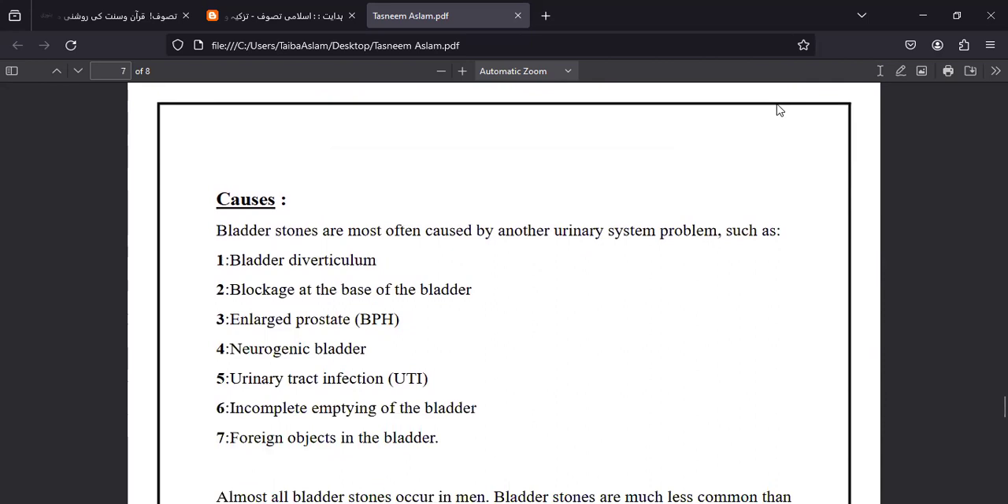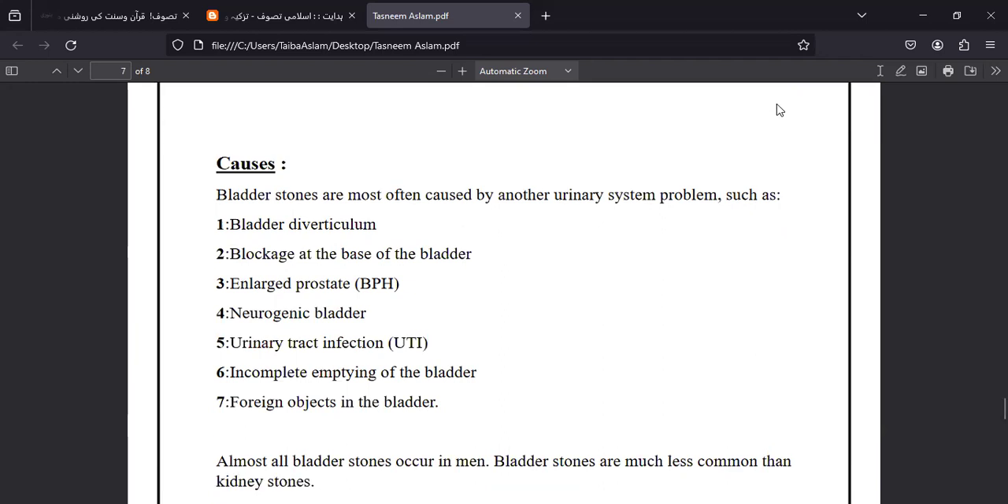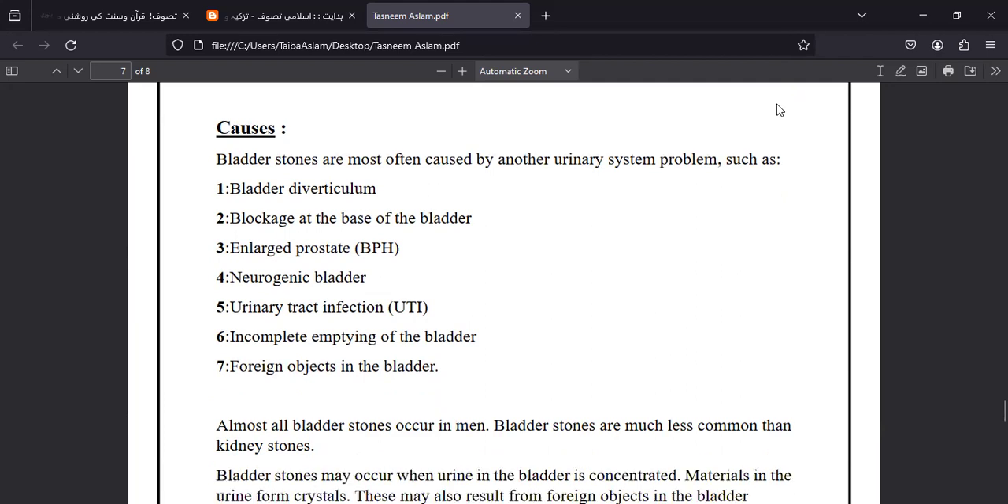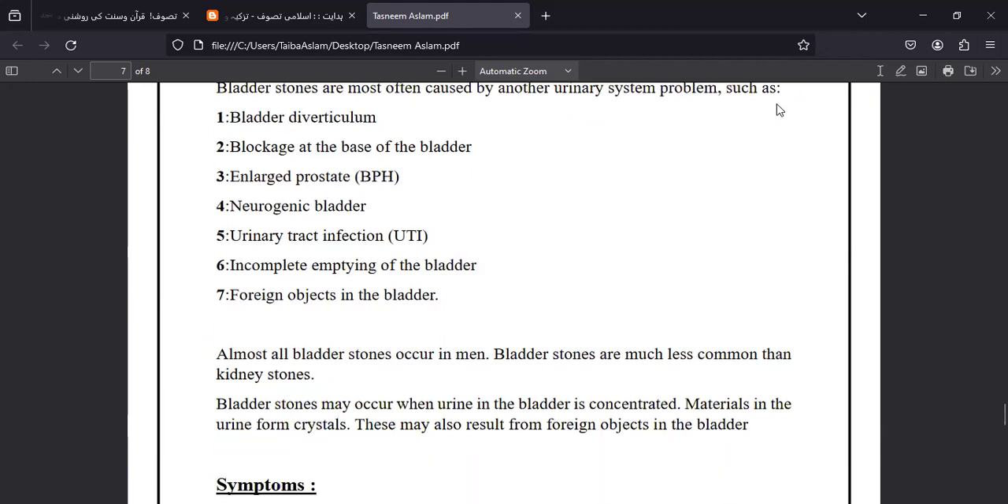Causes. Bladder stones are often caused by other urinary system problems such as bladder diverticulum. Second one is blockage at the base of the bladder, enlarged prostate, BPH, neurogenic bladder, urinary tract infection, UTI, incomplete emptying of the bladder, foreign objects in the bladder.